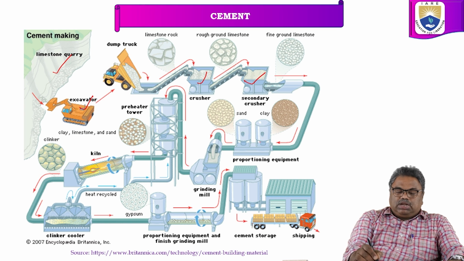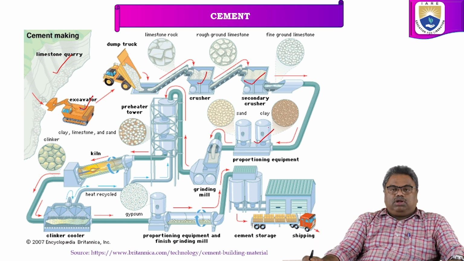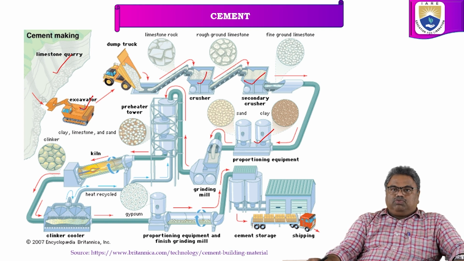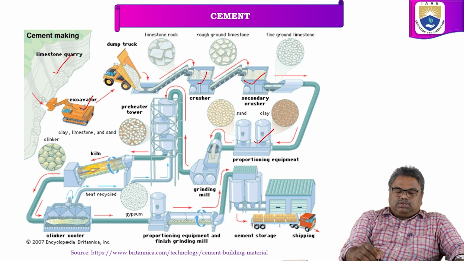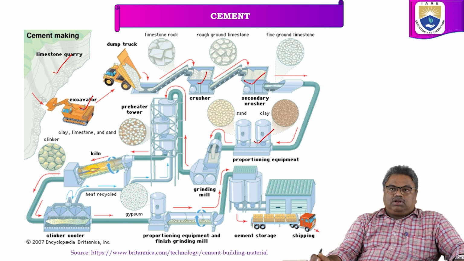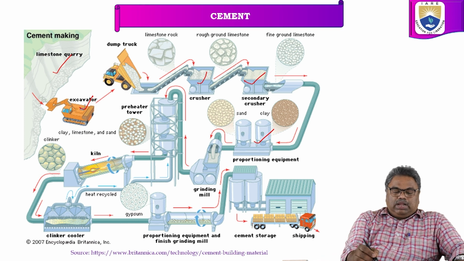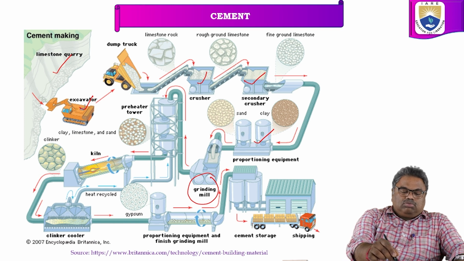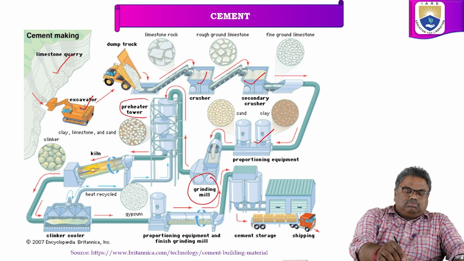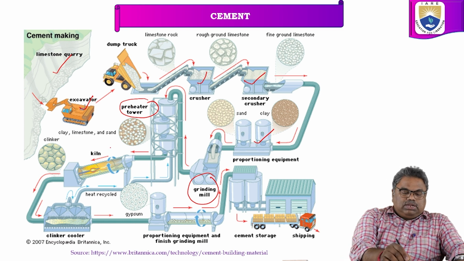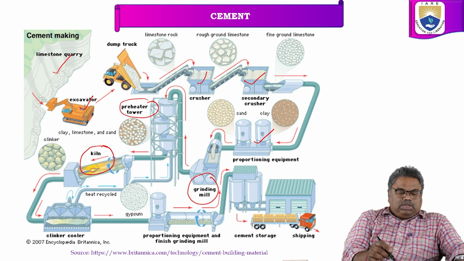Here, sand and clay will also be there, and it will make different proportions. Both will mix here in the proportioning equipment. In this process, we mix the fine ground limestone and the clay. Then it will go to the grinding mill, then to the preheater tower, and then to the kiln.